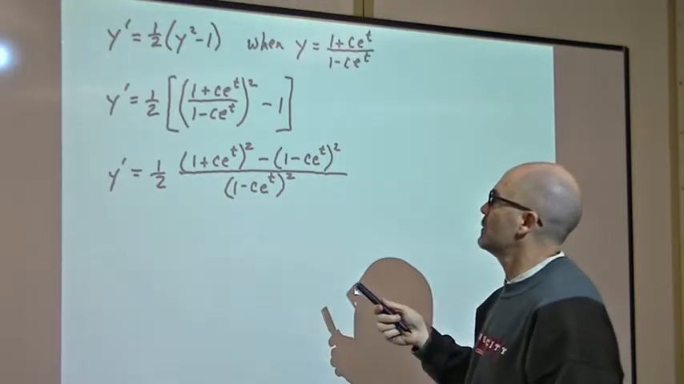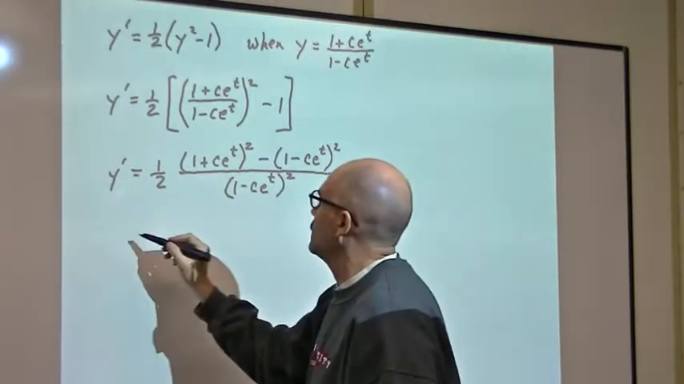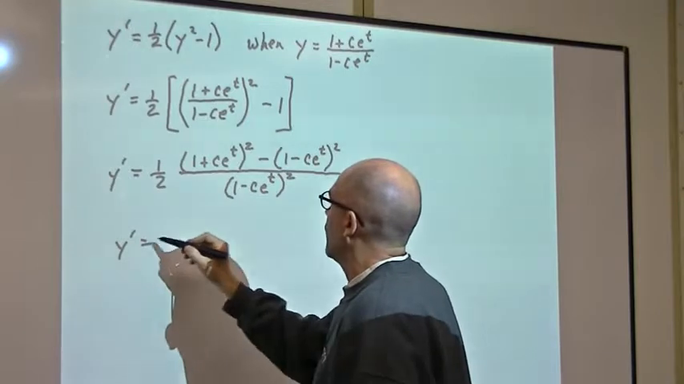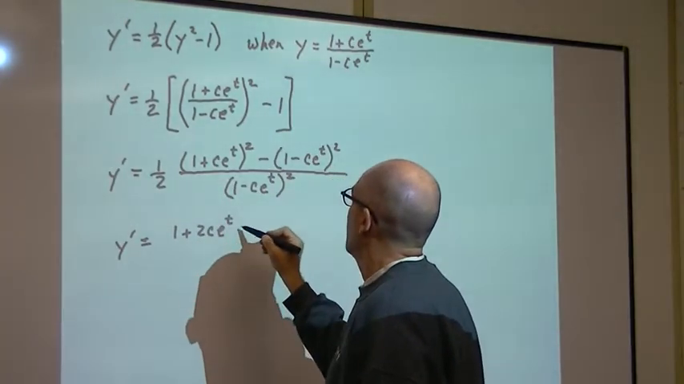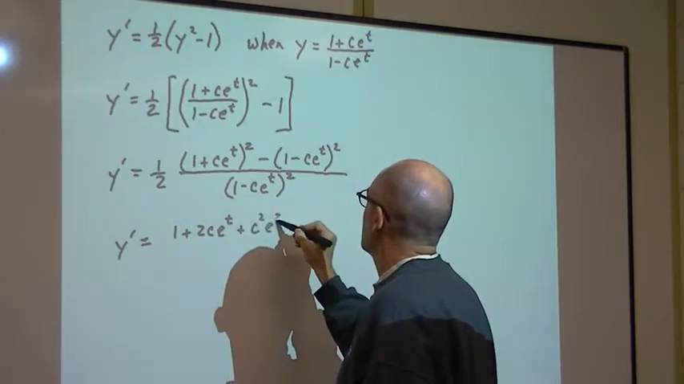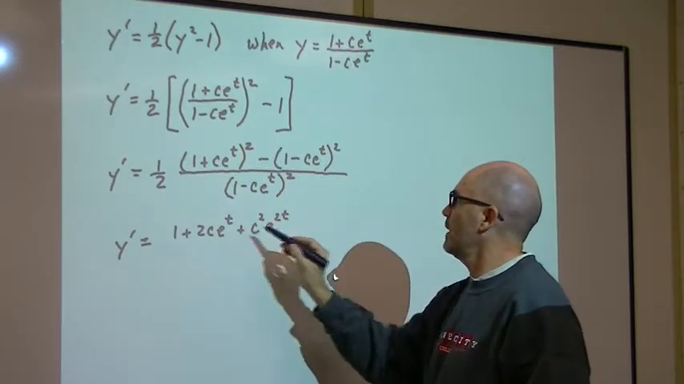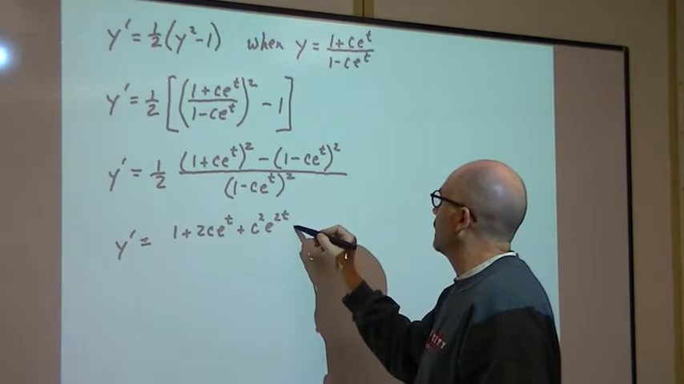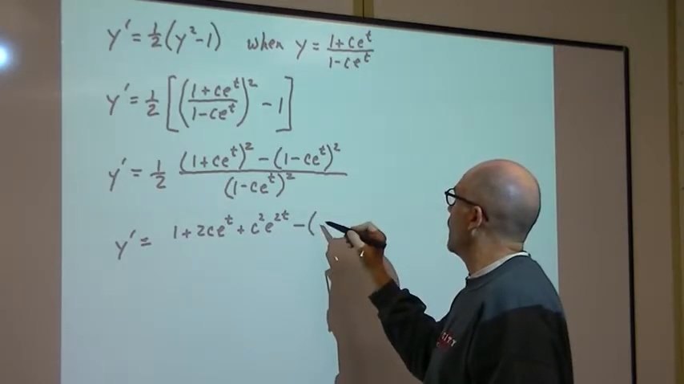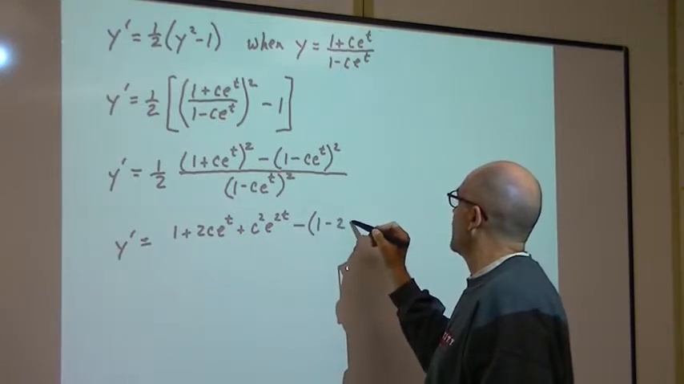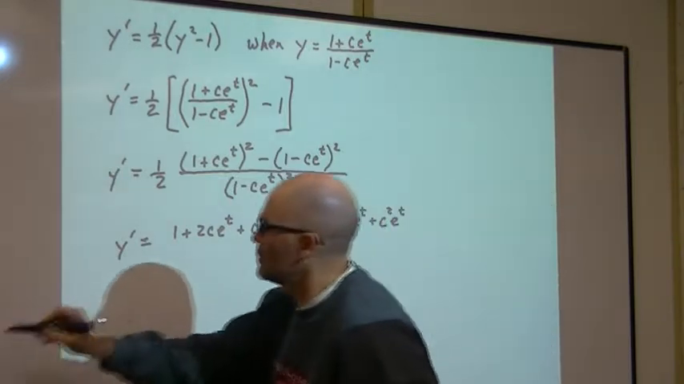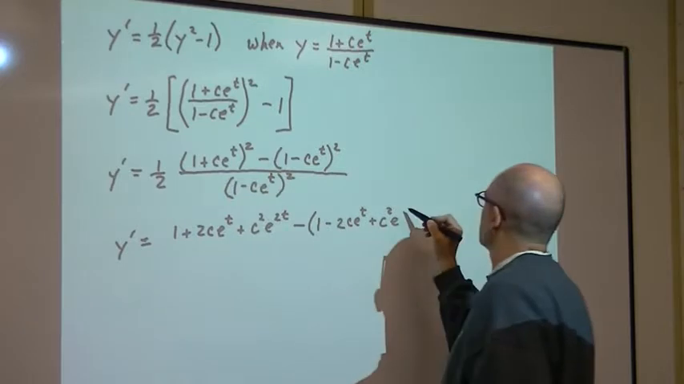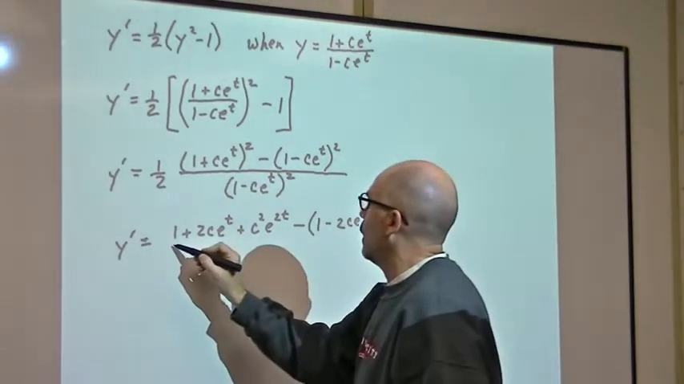Okay, so now what we're going to do is just put this 2 down here and just say y prime equals, what's on top? Well, 1 plus 2 ce to the t plus c squared e to the 2t. There's my a plus b squared is a squared plus 2ab plus b squared. Now, minus the a squared minus 2ab plus b squared, oops, ce to the 2t, all over 2, oh, that's annoying.